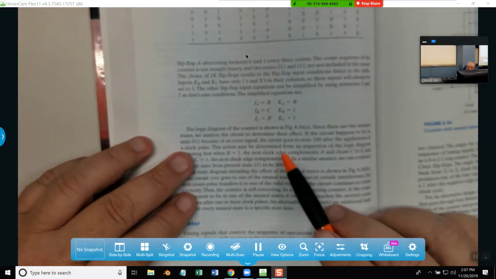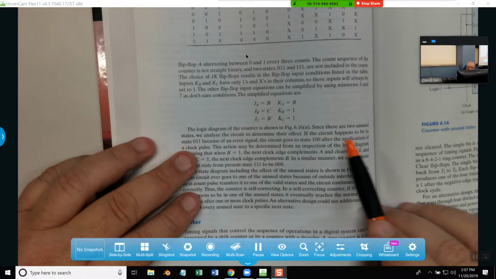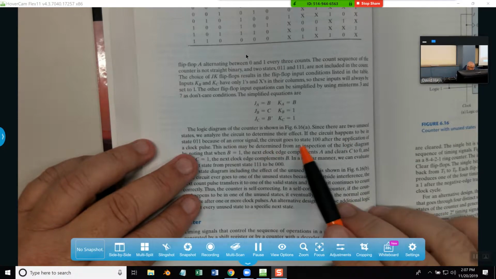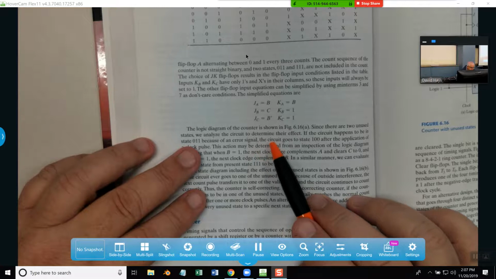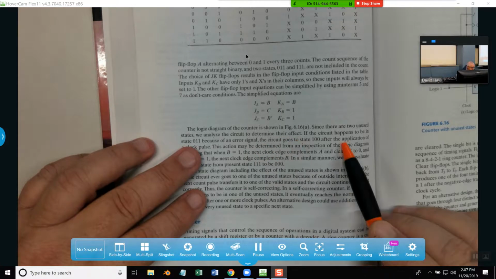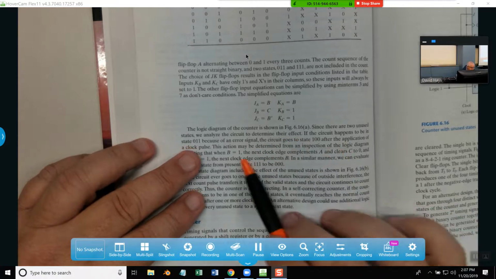Now, since there are two unused states, we analyze the circuit to determine their effect. If the circuit happens to be in state 011 because of an error signal, the circuit goes to state 100.